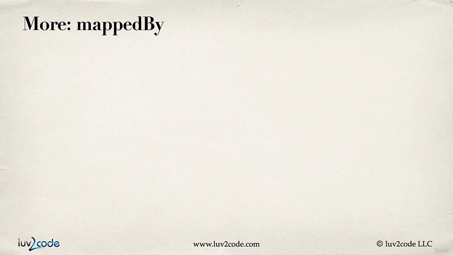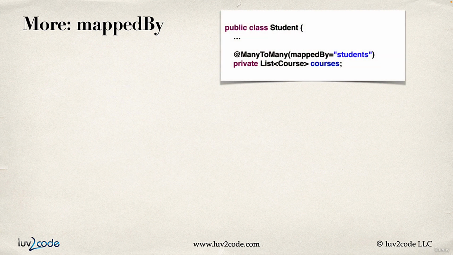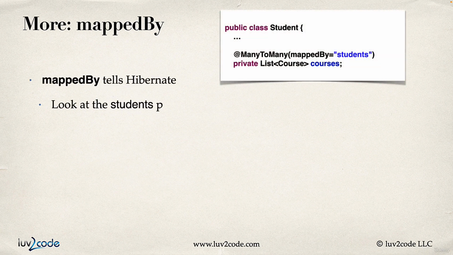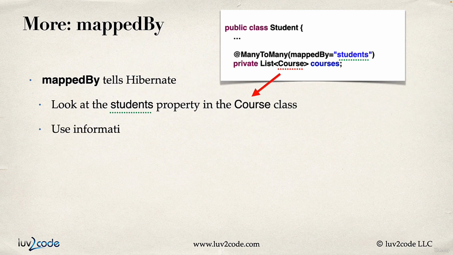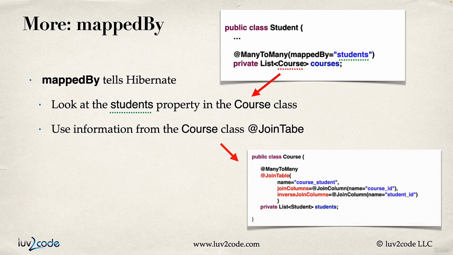Let's dig in a little bit deeper and let's get more information on this mappedBy. We have our student class, many-to-many, mappedBy students. MappedBy tells Hibernate, look at the students property in the course class. Use the information from the course class join table to help find the associated courses for the student. So this is how it all ties together as far as using mappedBy.